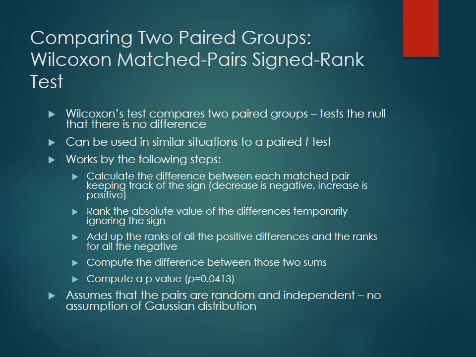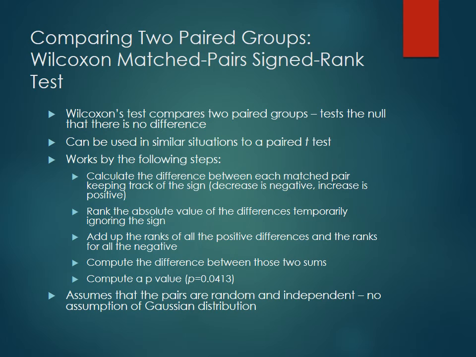And if we were looking at a p-value in this situation, you get 0.0413. So that would end up being statistically significant at that point. Again, we're assuming the data is randomly selected and independent, but the group is paired together. And we're not making any assumption about the Gaussian distribution. This is why it's a non-parametric test.